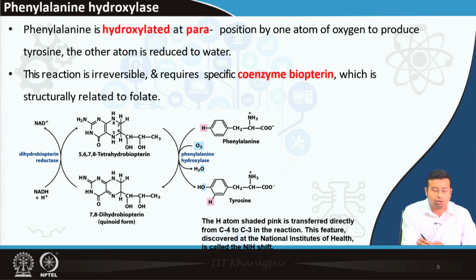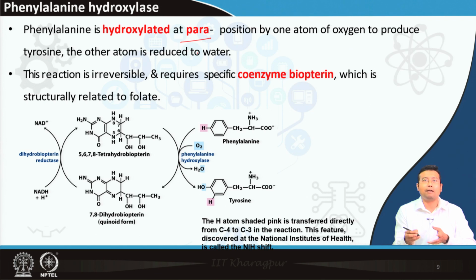So phenylalanine is hydroxylated at the para position by an atom of oxygen to produce OH. The H is already there, so an O atom will get inside. And what happens to the other atom of oxygen? It is reduced to water. So oxygen gets in and water comes out.